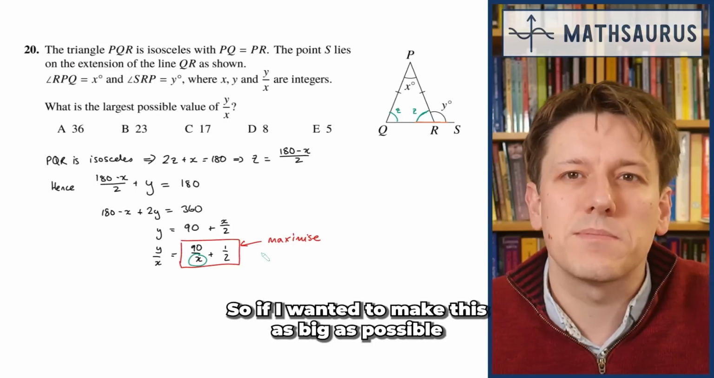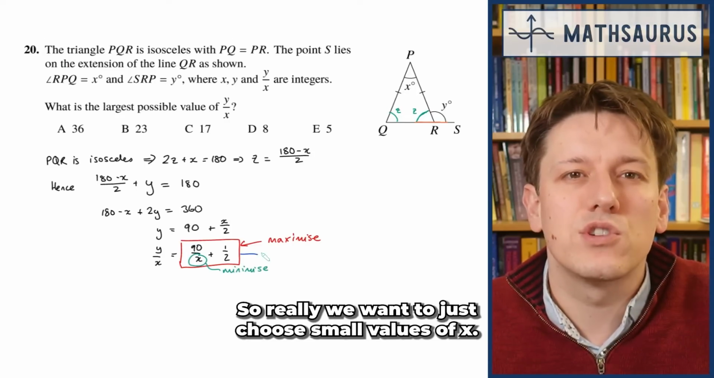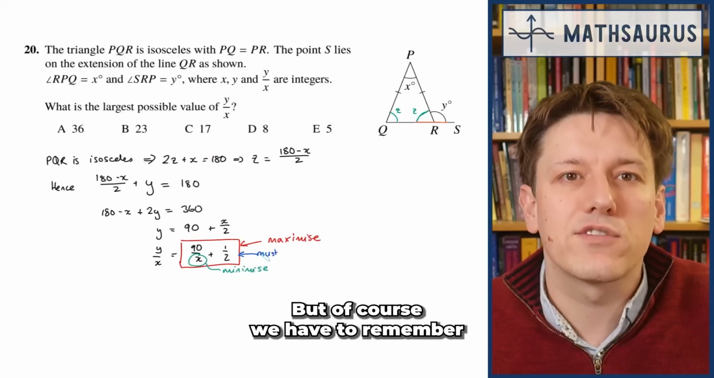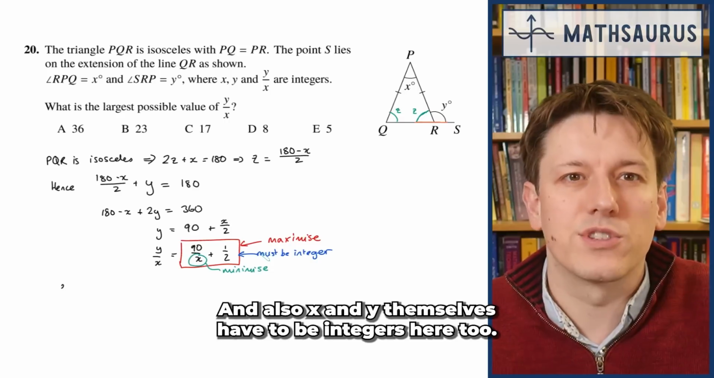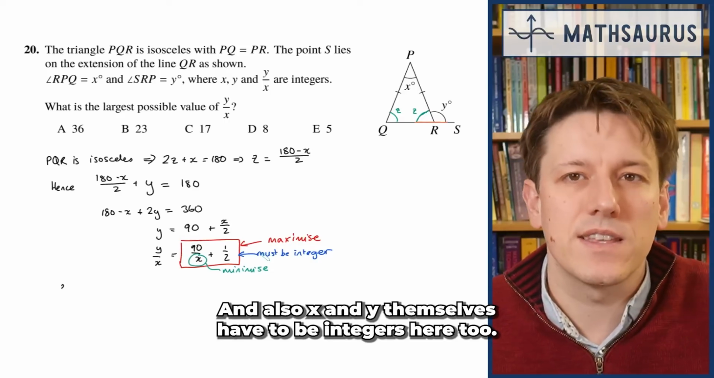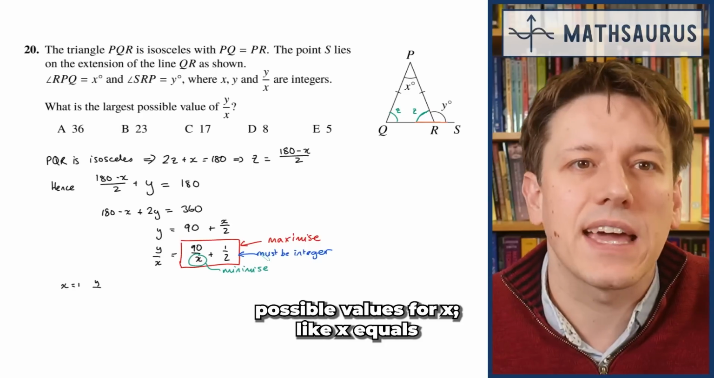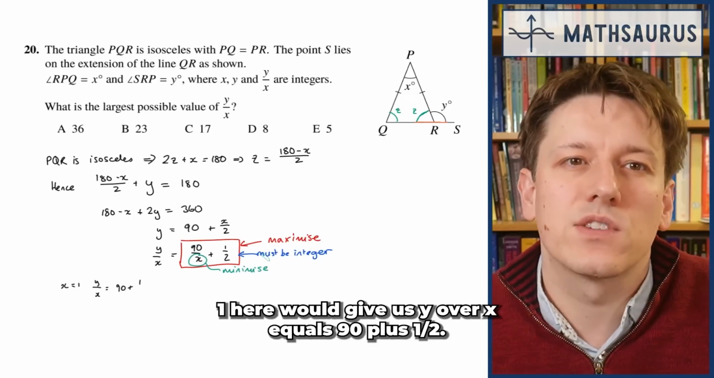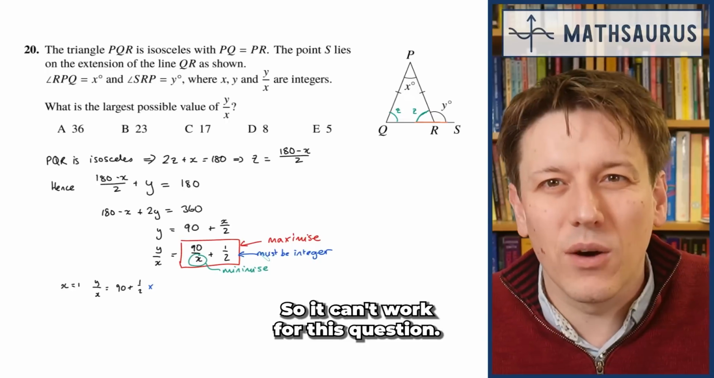So if I wanted to make this as big as possible, I would make x as small as possible. So really we want to just choose small values of x, but of course we have to remember to make sure to choose this as an integer, and also x and y themselves have to be integers here too. So if we just go through the smallest possible values for x, like x equals 1 here would give us y over x equals 90 plus a half. That's not an integer, so it can't work for this question.